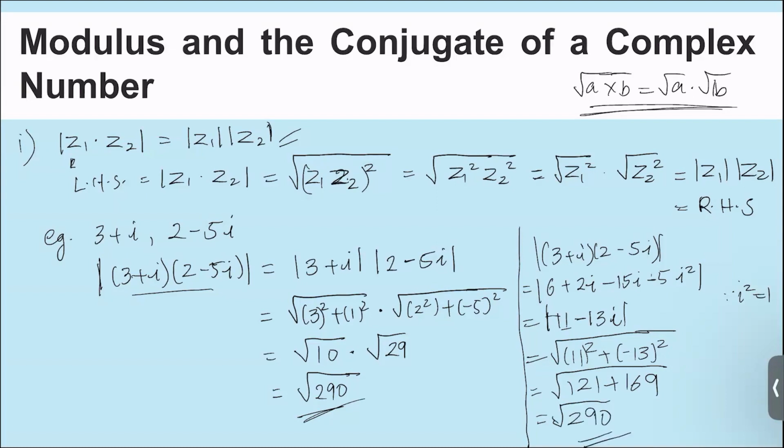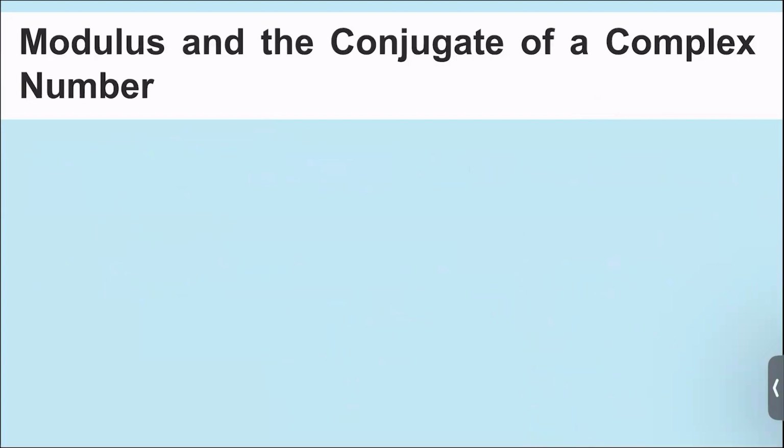So you can see, since the relation is valid on its own, you will find that whether you use the product of the moduli of each of the complex numbers, or you find the product of the complex numbers and then find their mod, it will be the same. Similarly, another result that is given is mod of z1 by z2 is equal to mod of z1 upon mod of z2. Let's see if we can prove this.